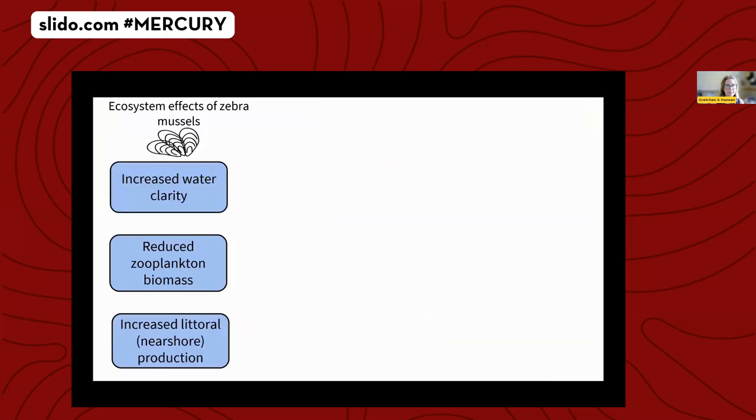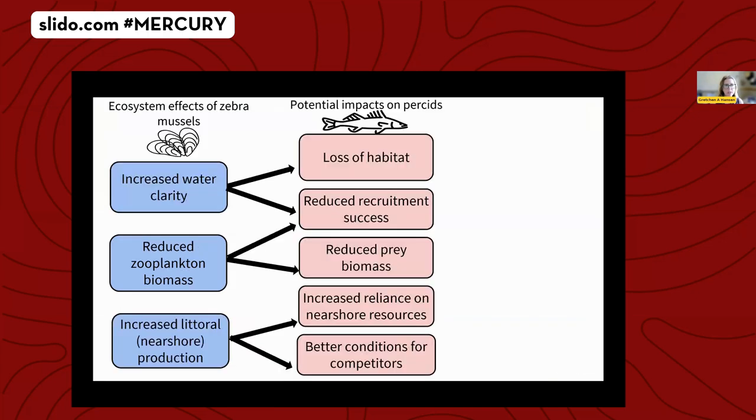So just to summarize the ways that we think zebra mussels could impact fish, and walleye and perkids in particular: through their increased water clarity and reduced zooplankton biomass, that could result in a loss of habitat for walleye. Walleye prefer murkier water, so increased water clarity is not necessarily great for them. Also reduced food sources.